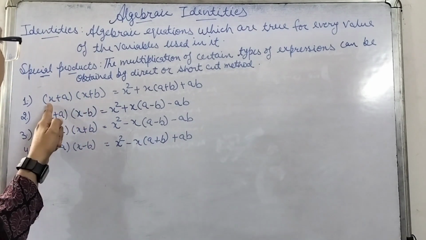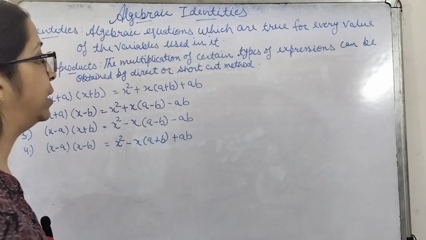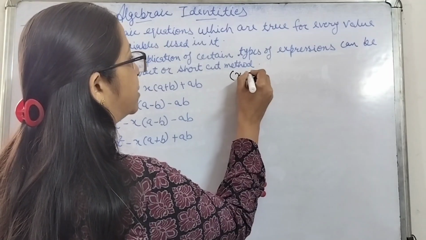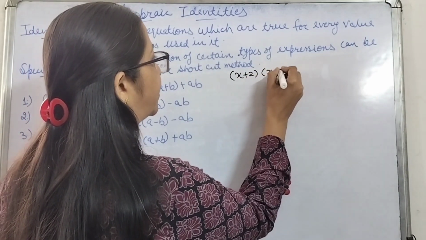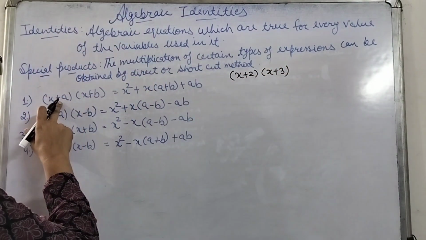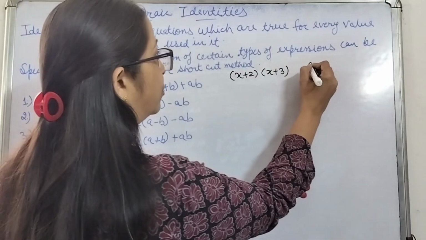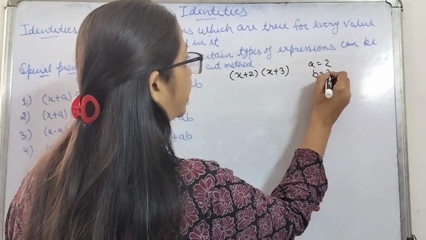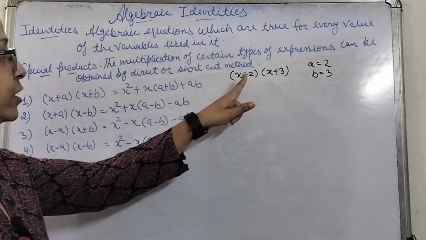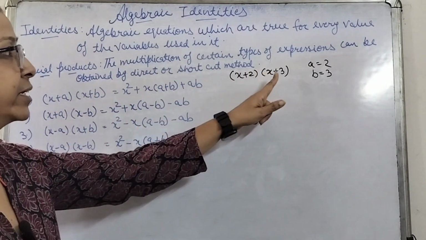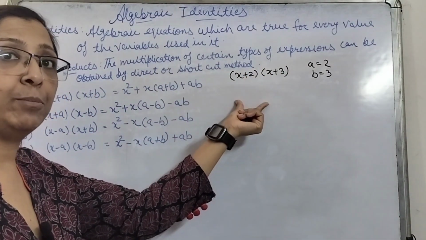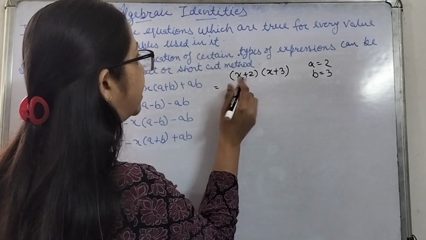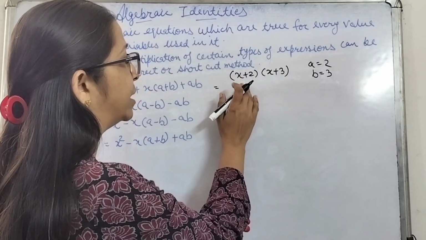where a and b could be any number. Like if I take an example, suppose I am multiplying x plus 2 multiplied by x plus 3. Over here, instead of a, we have taken 2, and instead of b, we have taken 3. If we simply multiply it, then what will be the solution? What will be the product?